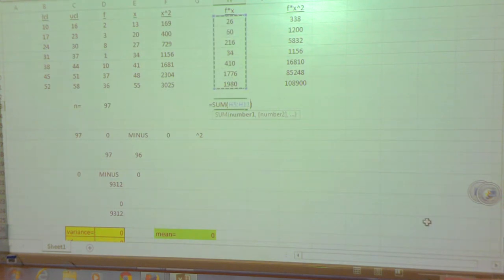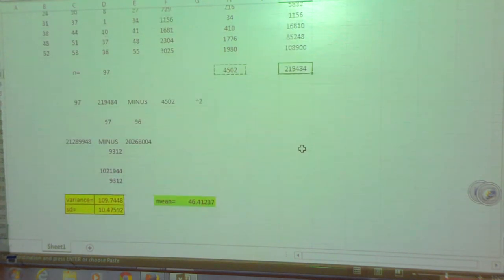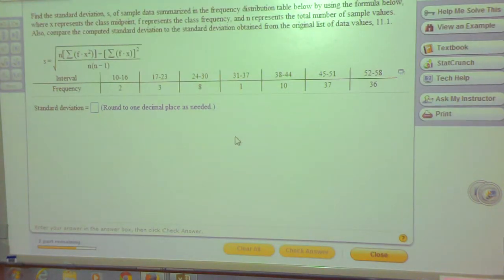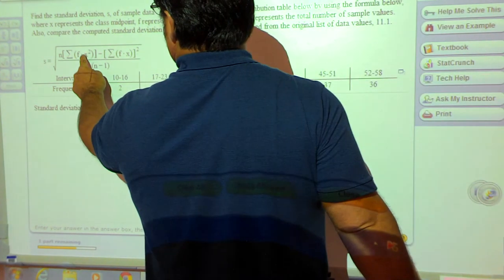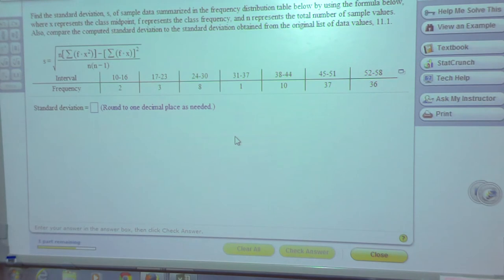But if we weren't doing it on Excel, that number is just all those numbers added together. That's what summation means. That's what sigma means. It means you add up whatever you just did inside that sigma. You're going to add them all up. And so when you're plugging them into that formula, the first one would be which number that you plug into that formula? F times X squared. So you go to your column, find your column, F times X squared, and add it up.